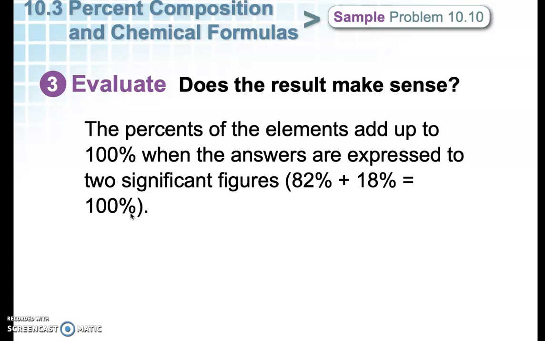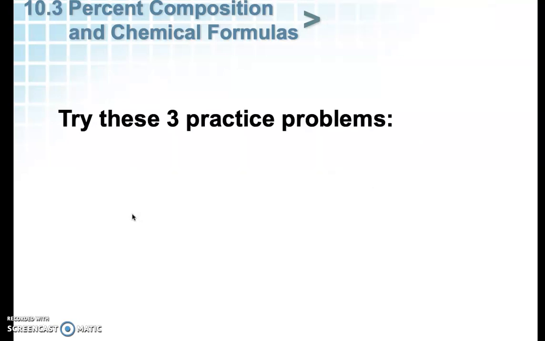So simply, you just have to look at the formula, find the mass of each element present, and divide it by the molar mass of the compound. Then times it by 100. Okay, so here's a couple practice problems. Pause the video after each one and try it.